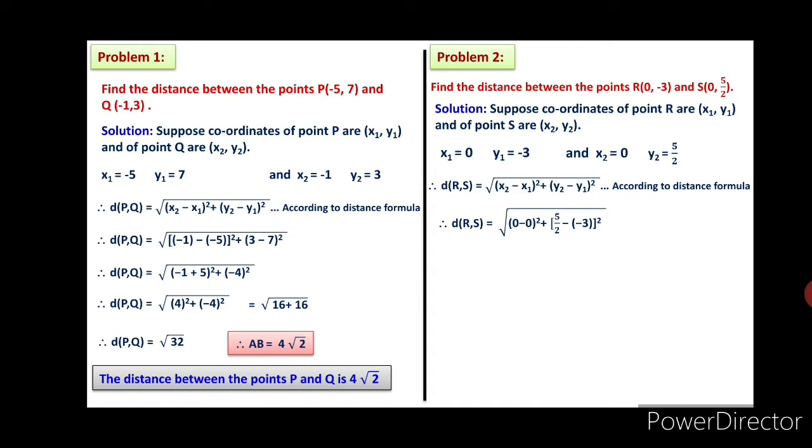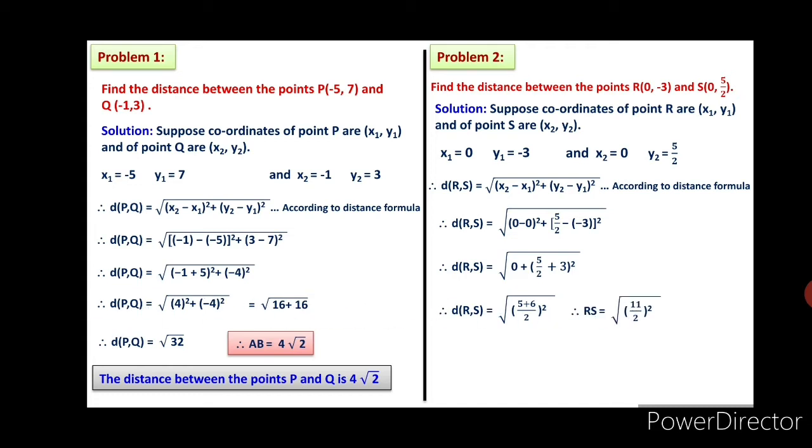Therefore, distance between R and S is equal to under root of (0 − 0)² + (5/2 − (−3))². So here distance between R and S will be equal to under root of 0 + (5/2 + 3)². Now we'll simplify this. So distance between RS will be equal to under root of (5 + 6)/2 whole squared.